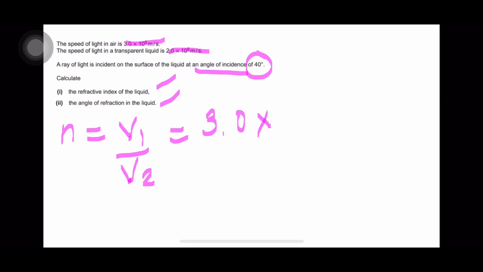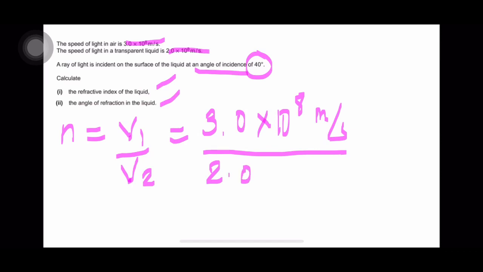It's easier for us to use the formula first. n is equal to v1 divided by v2, where v1 is the speed of light in air, which is 3.0 times 10 raised to the power of 8 meters per second, divided by v2, which is 2.0 times 10 raised to the power of 8 meters per second.